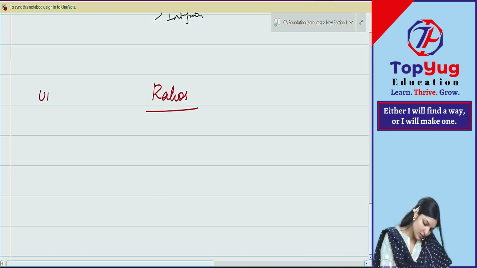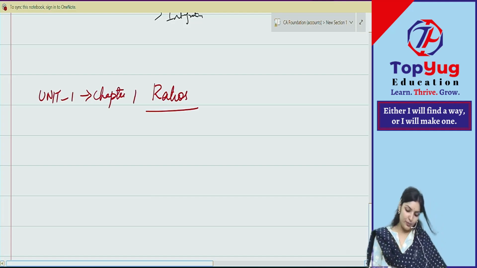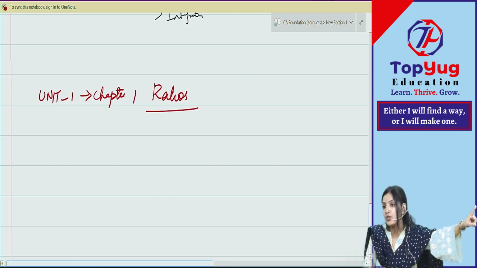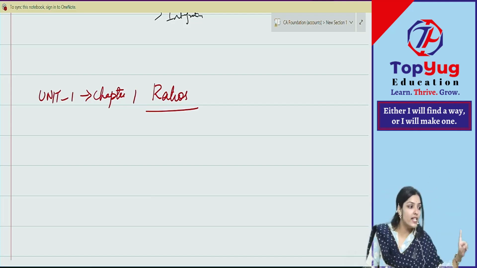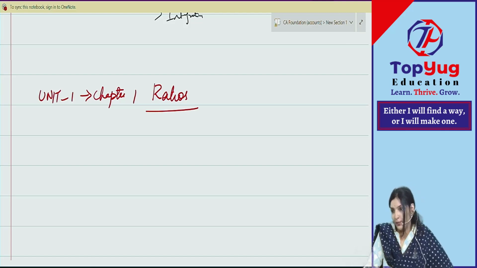So this is unit 1 in that chapter 1. In unit 1 we are having 4 chapters. How many chapters do we have in unit 1? 4 chapters. Ratios, proportions, indices and logarithms. So we are starting with ratios. Okay?